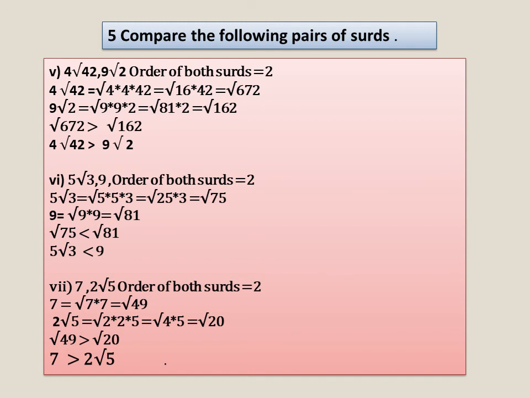7 and 2 root 5. What is the order? 2. Then here 7. 7 is equal to square root of 7 into 7, square root of 49. 2 root 5 is equal to square root of 2 into 2 into 5, square root of 4 into 5, that is square root of 20. Now 49 and 20, who is greater? 49. Then square root of 49 is greater than square root of 20. 49 square root is 7. 7 is greater than 2 root 5.